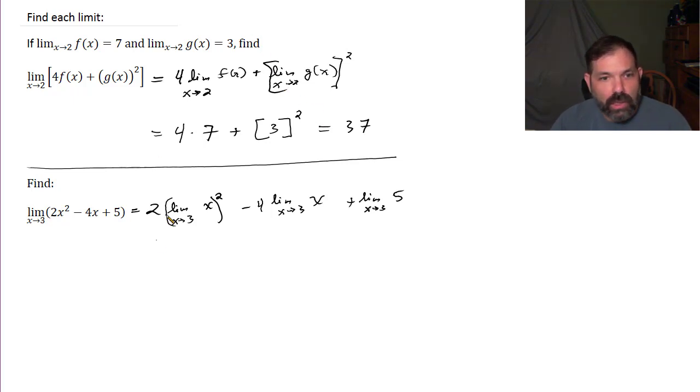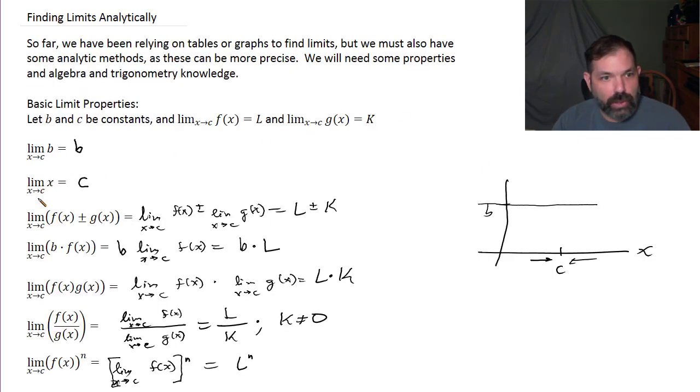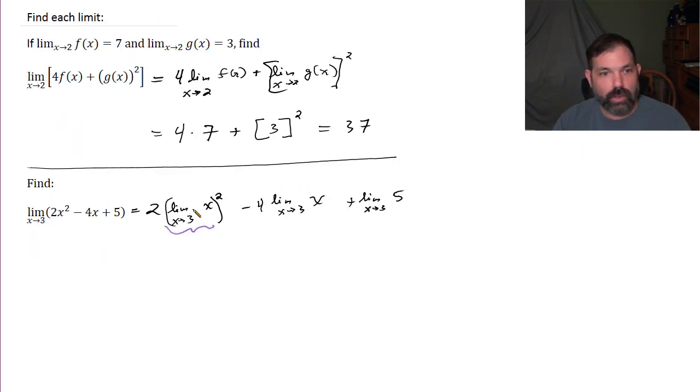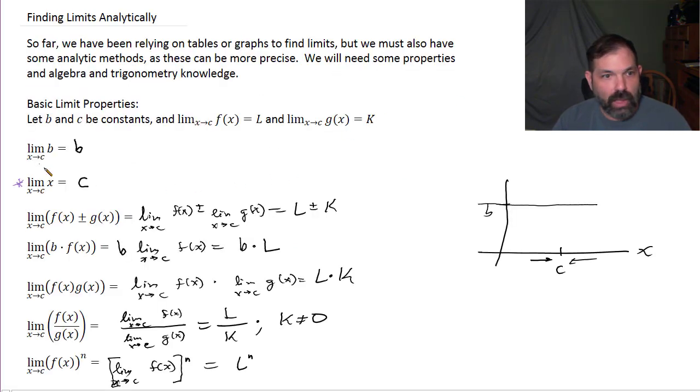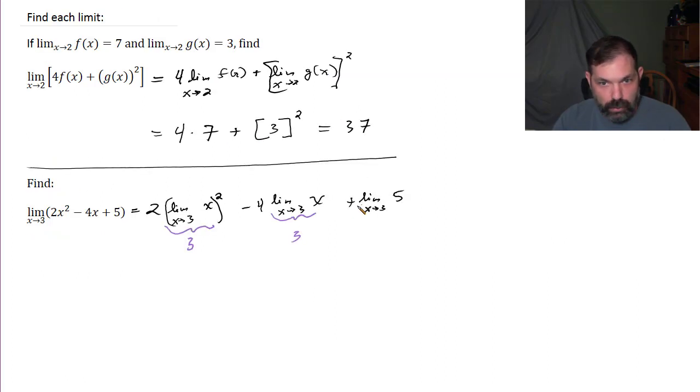Now, the limit with x approaching 3 of x, if we go back to our previous slide, that matches this rule right here, right? That's the identity rule. The limit with x approaching c of x is c. So the limit with x approaching 3 of x is 3. Similarly, this limit, the limit as x approaches 3 of x, is also 3. Now the limit as x approaches 3 of 5, 5 is a constant. And so again, if we go back to our previous slide, the limit with x approaching c of a constant is the constant. So this limit is 5.